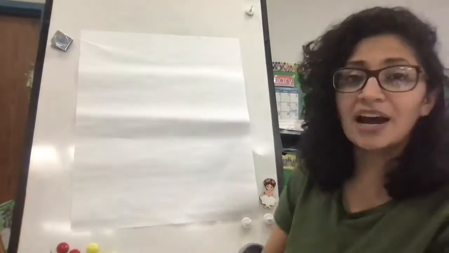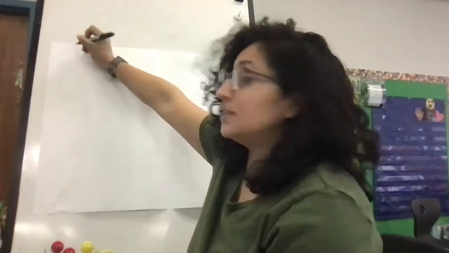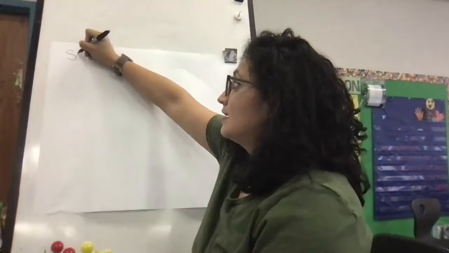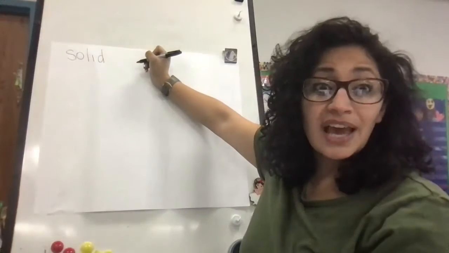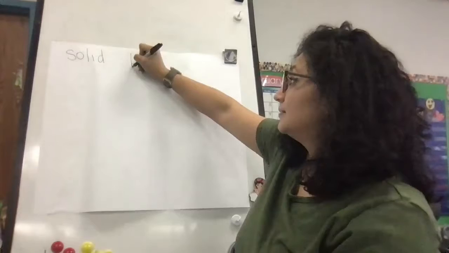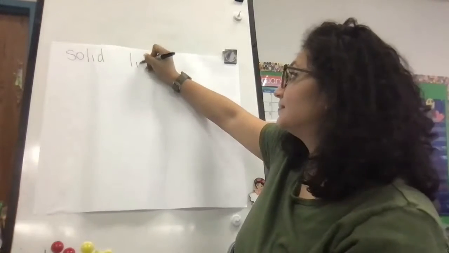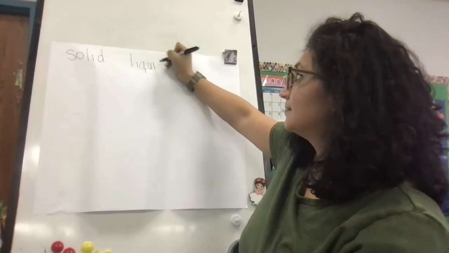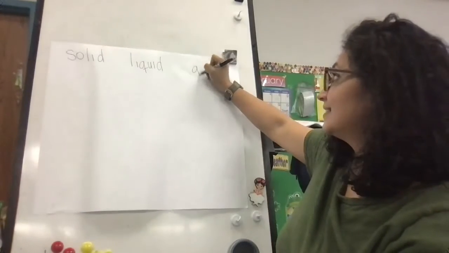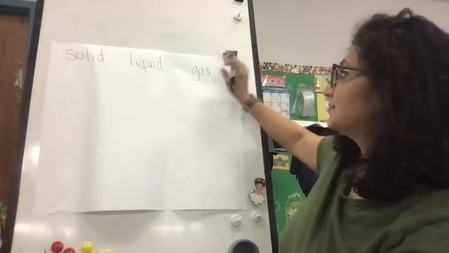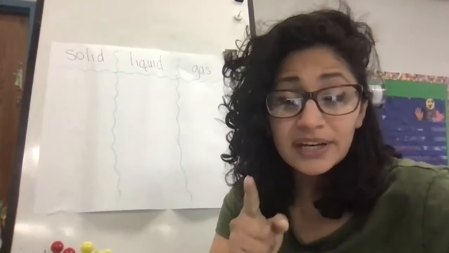So remember, we have 3 states of matter: being solid, and then we have liquid. And finally, we have gas. So let's talk about what each one is.